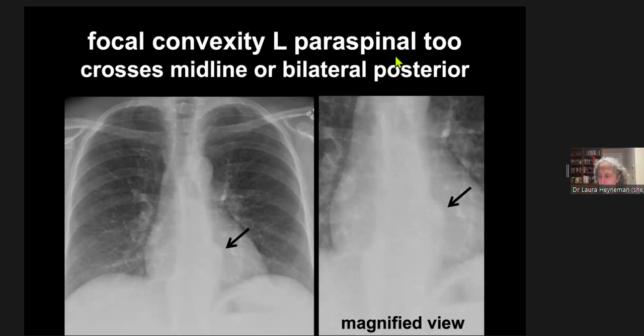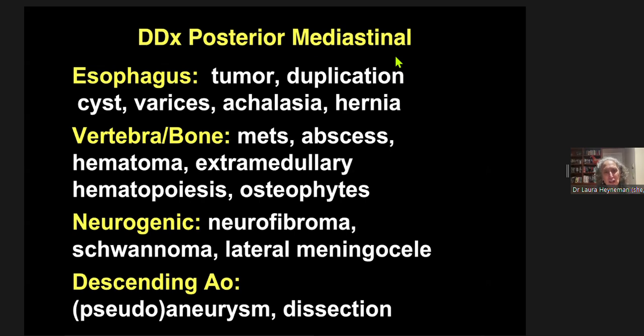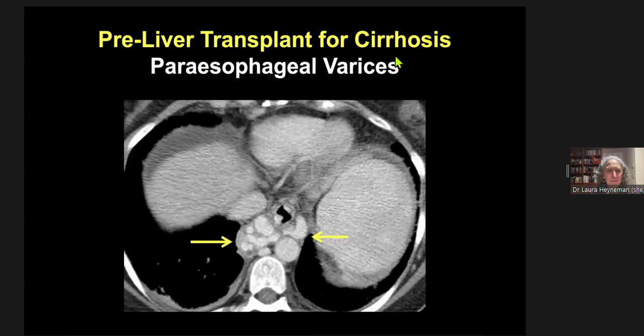But in someone who's about to get a liver transplant, the first thing I want to make sure is that this isn't metastatic disease from an occult hepatocellular carcinoma. I want to be sure before the person gets a new liver. So, there are a variety of things in the posterior mediastinum that this could be. This, not a big, huge surprise, turned out to be paraesophageal varices in someone who had portal hypertension from their cirrhosis.